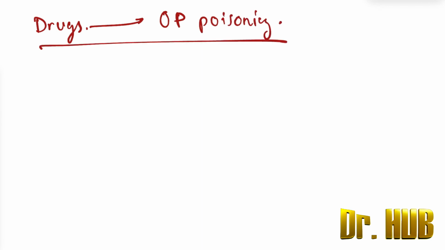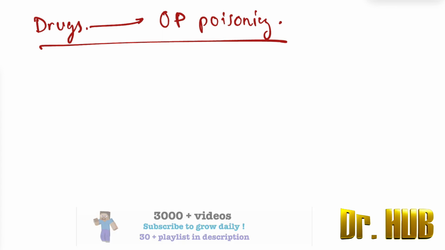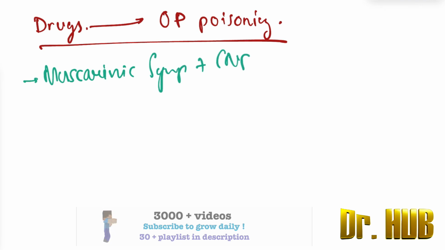Today we are going to look at the drugs which are used in case of organophosphorous poisoning. To begin with, there are some symptoms and we are seeing the treatment for those respective symptoms. In case of the muscarinic symptoms or the CNS symptoms, we administer atropine.